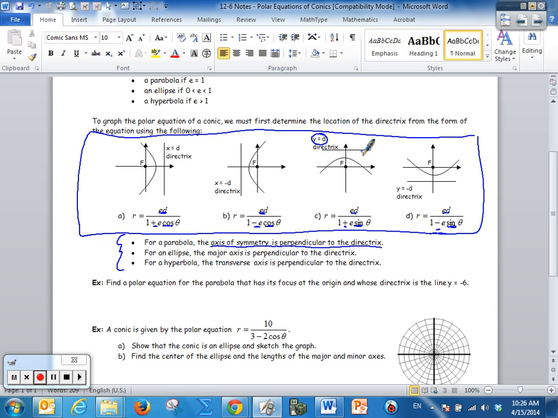That's just pretty standard. For an ellipse, the major axis is perpendicular to the directrix. Now that's pretty important because we normally don't deal with directrix with ellipse, right? Just with parabolas. So that's pretty important. The major axis is perpendicular to the directrix for an ellipse, and the transverse axis is perpendicular to the directrix for a hyperbola. So those two things will give us clues when we start to build these equations. All right. Okay. Let's take a look at our first example.